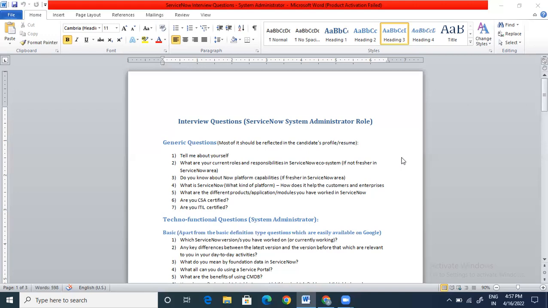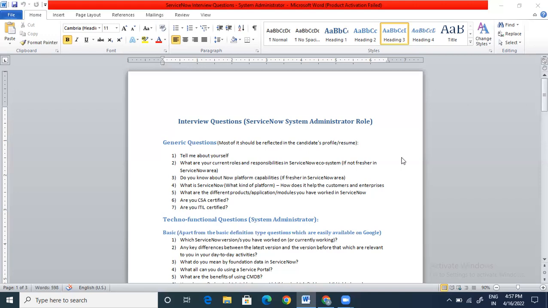But what I'm trying to say here is that the kind of modules worked on should come directly from your profile. They should be there in your resume, and you should be talking with the same breadth as what is mentioned in your resume. When you're asked, are you CSA certified? Again, this should come directly from the profile. It should be very clearly mentioned that you are certified. Yes or no, a very straightforward answer. Are you ITIL certified? Yes or no, again a straightforward answer. It should be there in a profile by default, right?